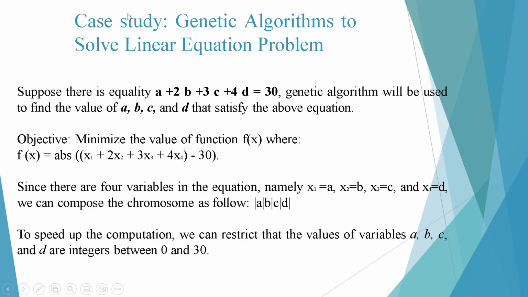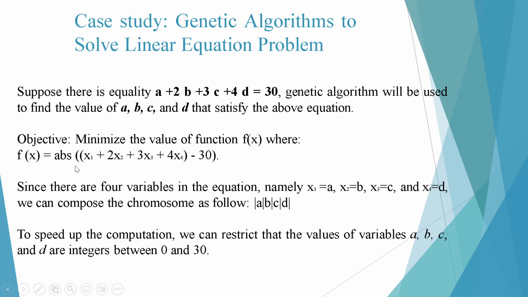Now we'll take one case study where we want to find the value of A, B, C, D that satisfy A plus 2B plus 3C plus 4D equal to 30 using genetic algorithm. So our objective function will be, we move the 30 to the left-hand side. Let A, B, C, D become x1, x2, x3, x4, where A is x1, B is x2, C is x3, D is x4.